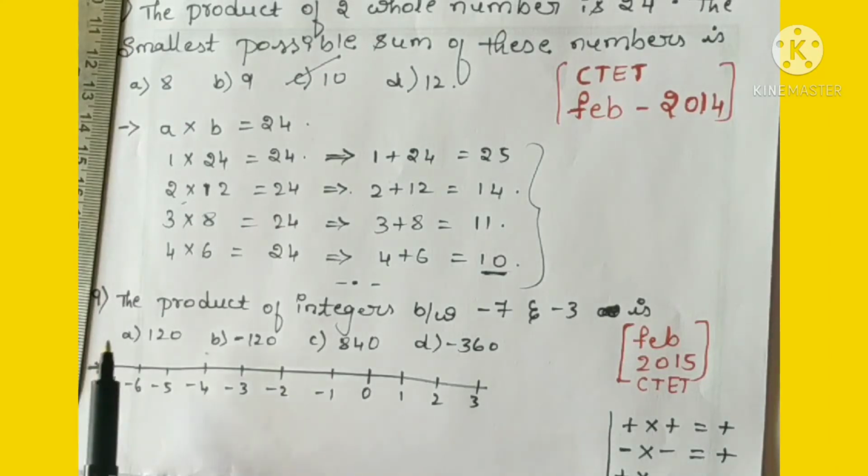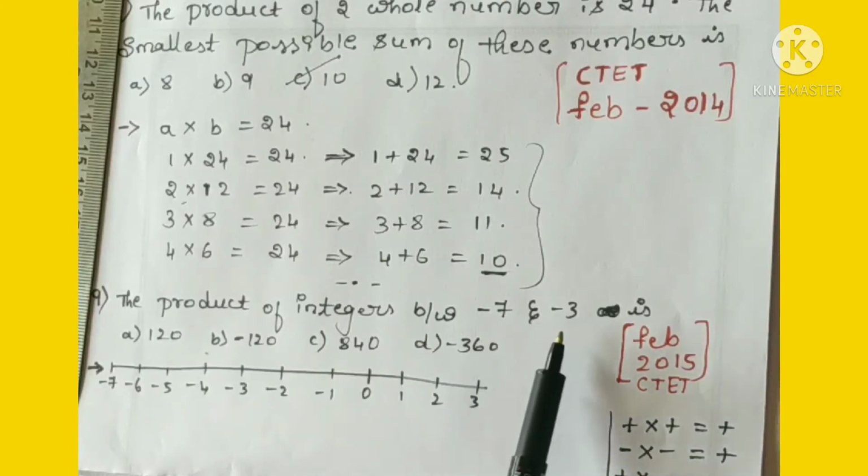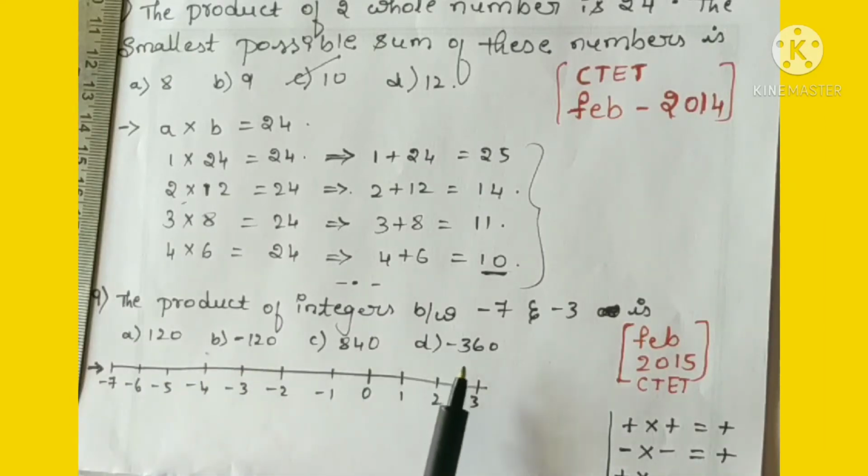Next question is question number 9. The product of integers between -7 and -3 is, the given options: 120, -120, 840 and -360. This question was also asked in the year 2015 CTET examination. For this, firstly we have to draw a number line. I just wrote here the number line, and here I place the 0 and 1, 2, 3 on this side, and on the left side -1, -2, -3.